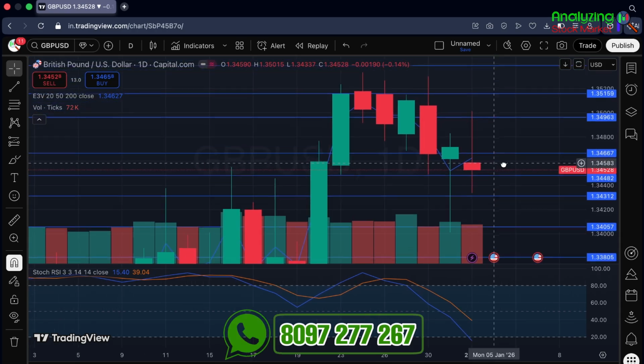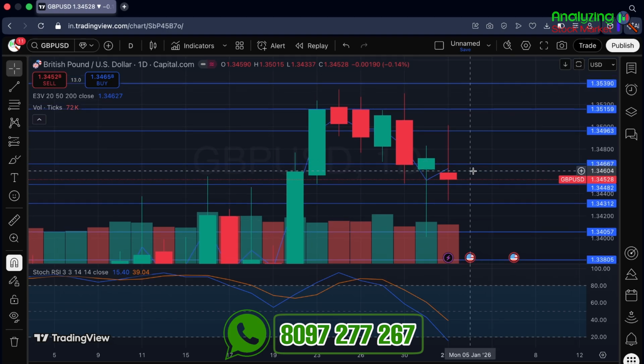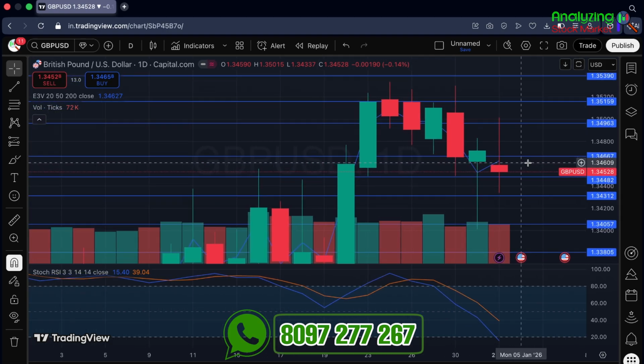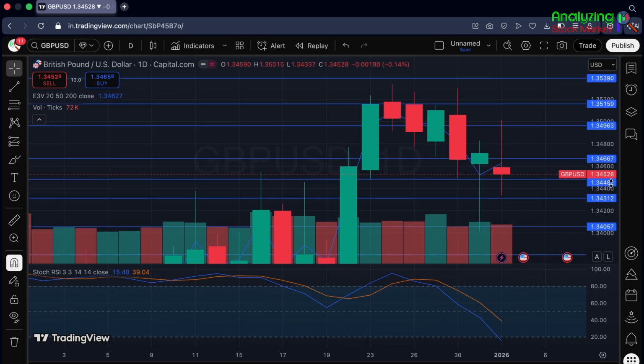Currently, important support zones and resistance zones are already marked, so we don't need to mark any new levels. So let's straight away talk about the closing. Here, 1.34528 is the closing. The direct support is 1.34482 and the direct resistance is 1.34667. After direct support, there is a support of 1.34312 and then 1.34057. After direct resistance, there is a resistance of 1.34963 and then 1.35159. So these are the important support zones and resistance zones which will help you to take better stop loss and target levels according to your bias.